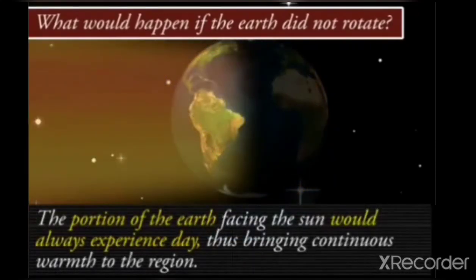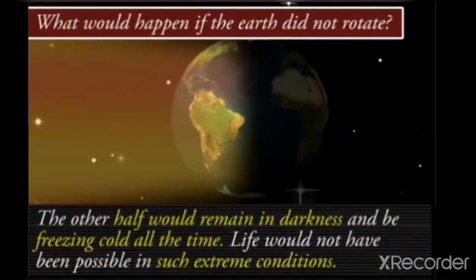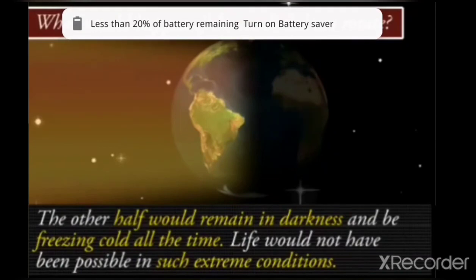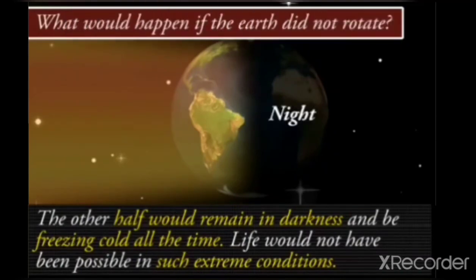What would happen if Earth did not rotate? The portion of Earth facing the Sun would always experience day and thus bring continuous warmth. The other half would remain in darkness and freezing cold all the time. Life would not be possible in such extreme conditions. Because of day and night, we feel moderate temperature.